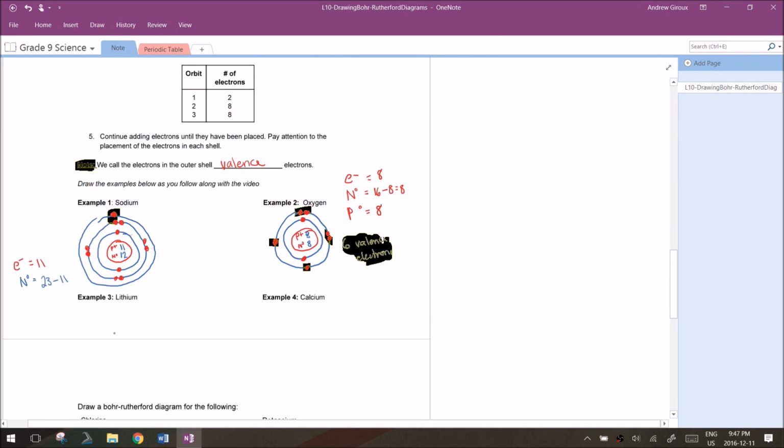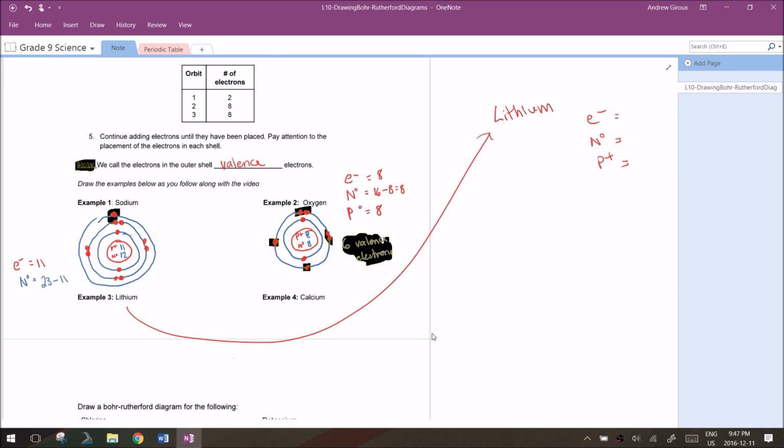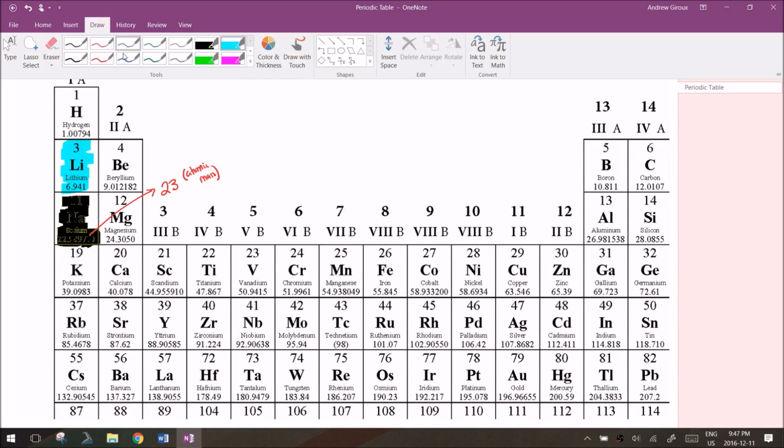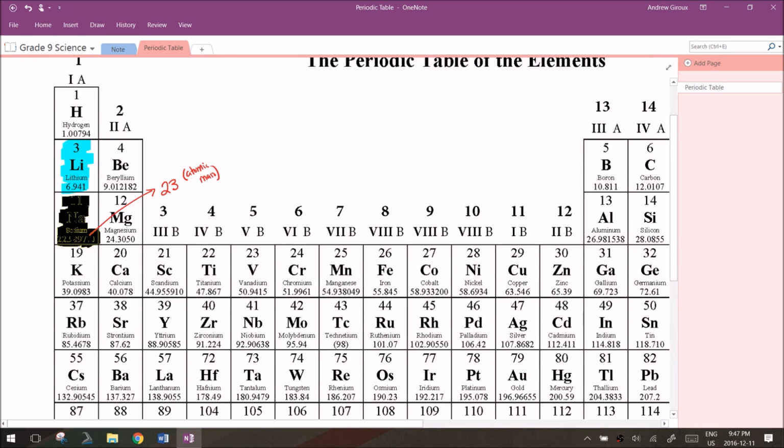They didn't leave us much room here, so I'm just going to take this example over here, and we're going to do lithium next. Again, to start, we're going to do the electrons, neutrons, and protons. So let's go find lithium on the periodic table. Here it is right here. We have an atomic number of 3 and an atomic mass of 6.9, so we're going to round that to 7. So we have an atomic mass of 7.